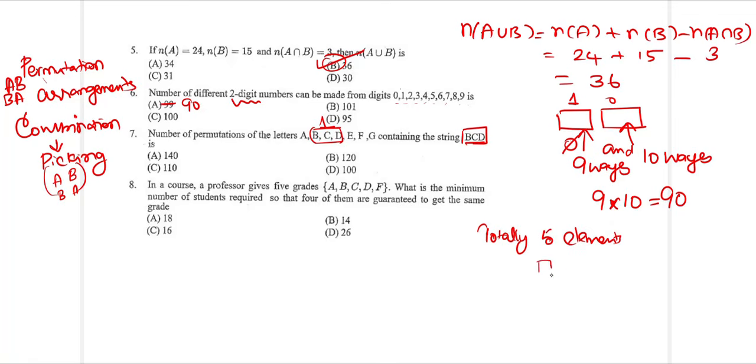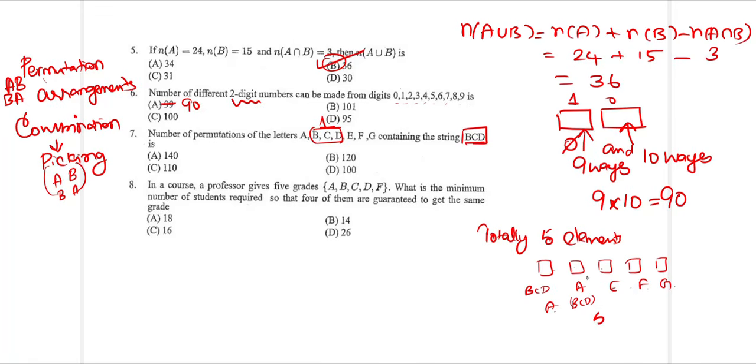So in how many ways can I fill these 5 boxes with 1, 2, 3, 4, 5? Okay, so I can place B, C, D here, and then A here, E here, F here, G here. I can place A here, B, C, D as a single string here, E, F, G here. So this B, C, D can be placed anywhere, and apart from that you can have 1, 2, 3, 4. So totally 5 elements are here.